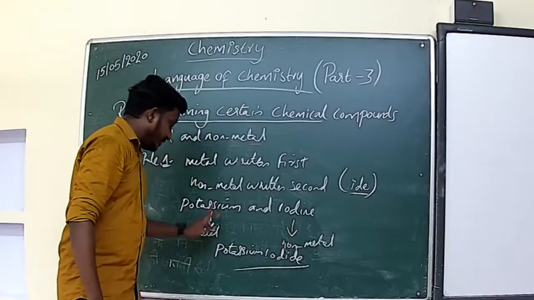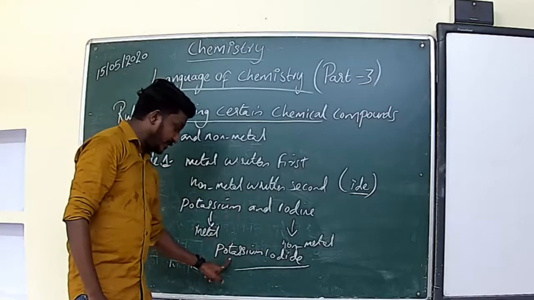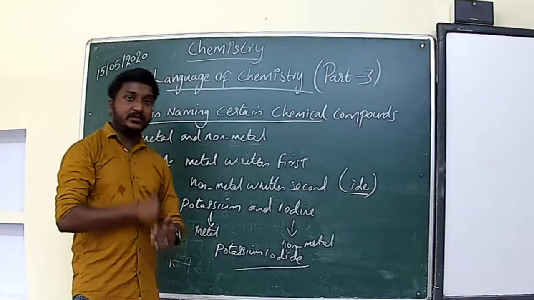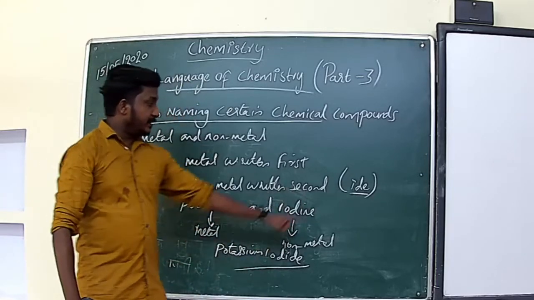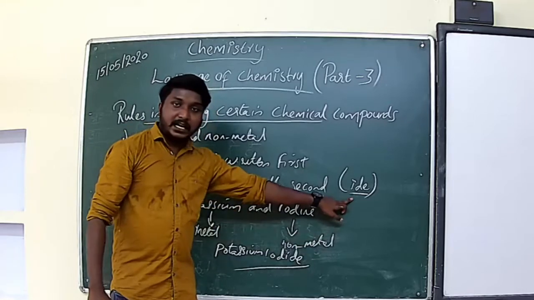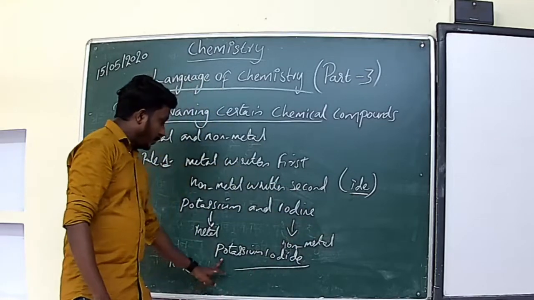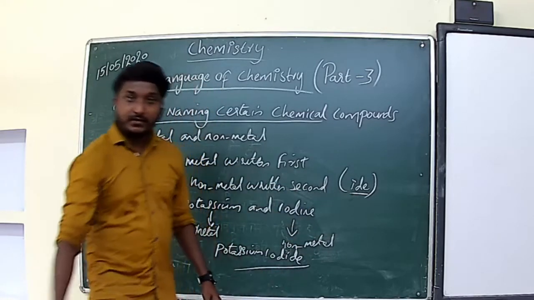So potassium is a metal, so we have to write potassium first, and iodine is a non-metal, so we have to write iodine second. One change here, what is that? We will suffix with IDE. So the name will be potassium iodide. We can see one more example.